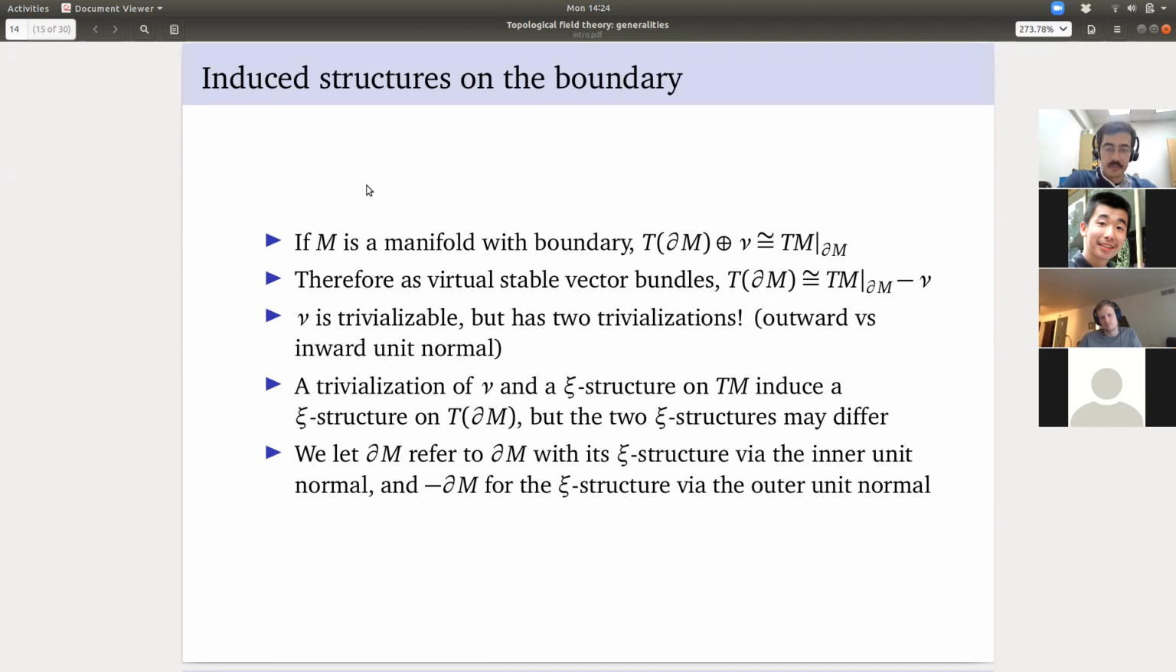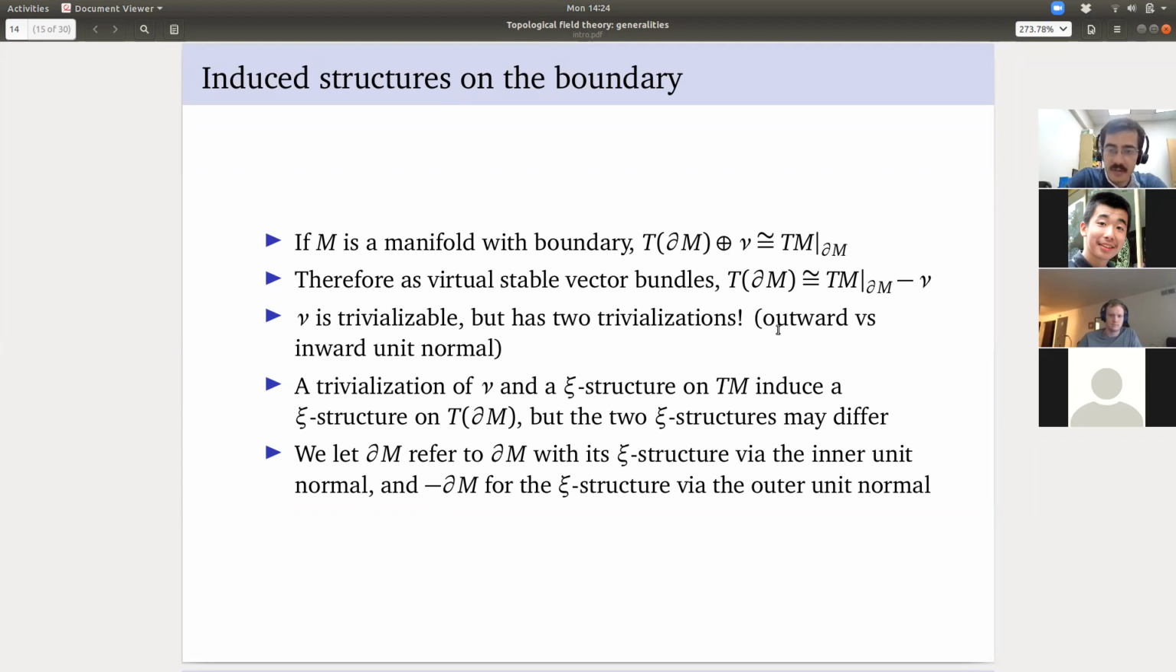And the normal bundle is trivializable. You can think of this as you pick a metric and then you just walk distance epsilon into your manifold, and that's your section. And the normal bundle is a line bundle, so you get a trivialization. However, you could have also walked off the manifold in distance epsilon, and you're thinking I can't actually do that, but infinitesimally, the tangent space is still a vector space, so you can still walk in that direction. So these are two trivializations and they are inequivalent.